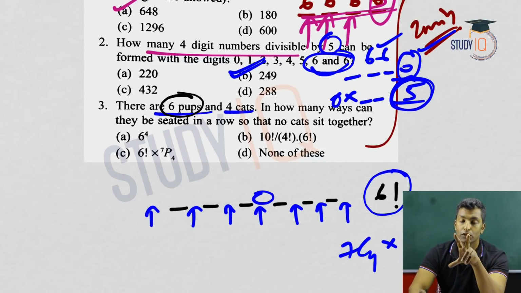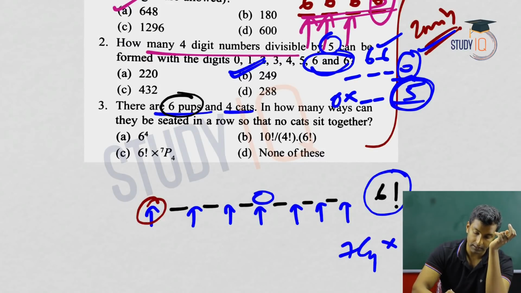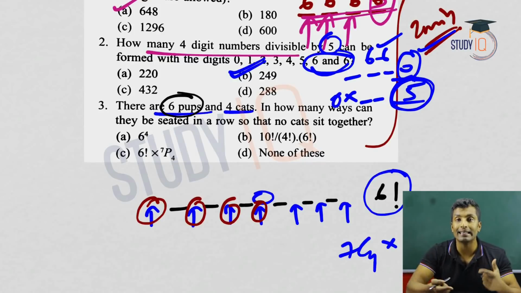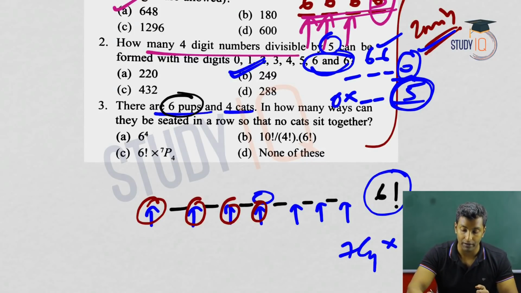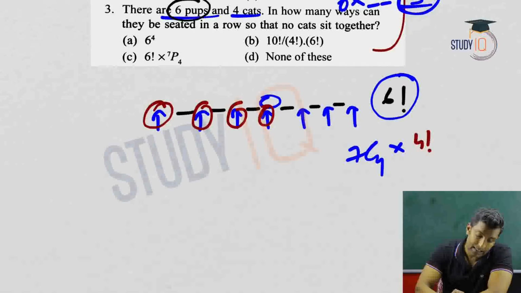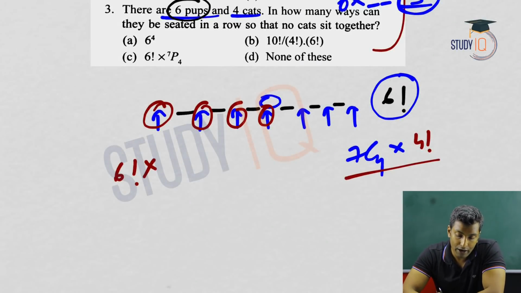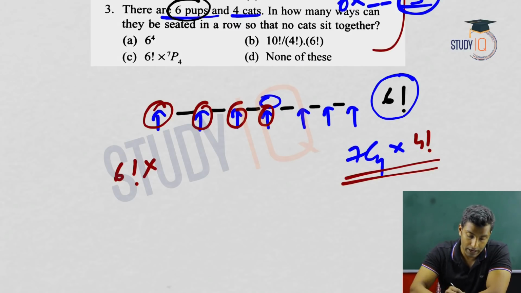Once you select those 4 places, in these 4 places, you can further arrange the cats in different ways. 4 factorial ways. So finally, your answer is going to be 6 factorial ways you'll arrange the pups, then 7C4 times 4 factorial, which is nothing but 7P4. So this is your answer.